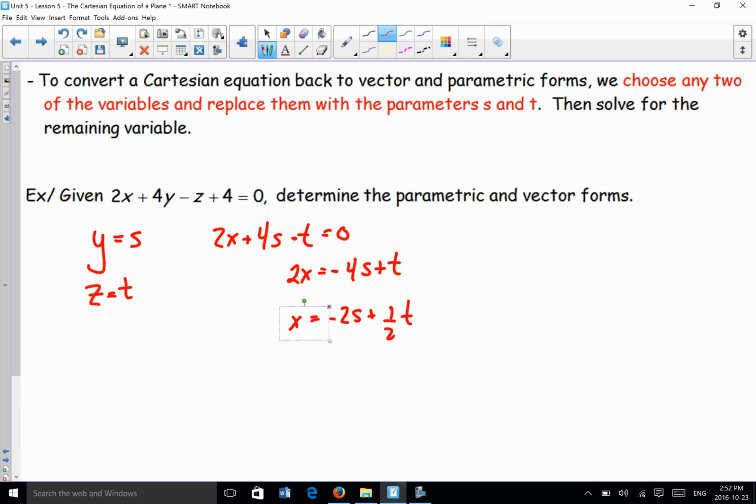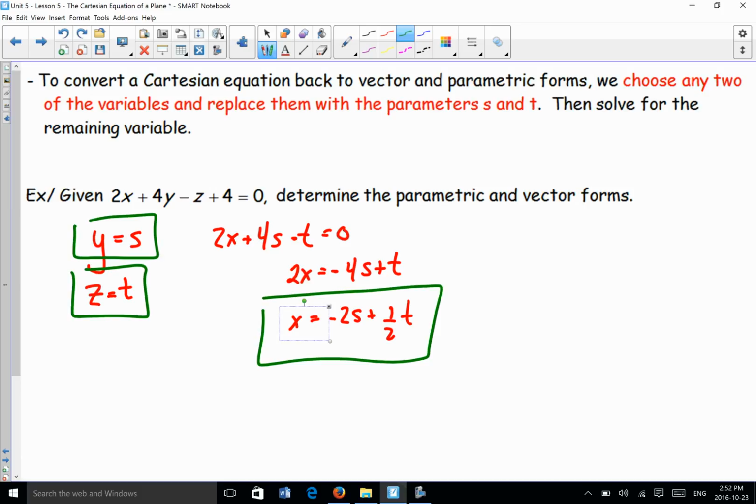Okay, so my parametric form now, well, I've just created it. I've done all the work. Here's my x, here's my y, and here's my z. And there's your parametric form, the three components in terms of parameters. So I can quickly turn that into a vector form. So I need a point. What point do I have on all three of these?